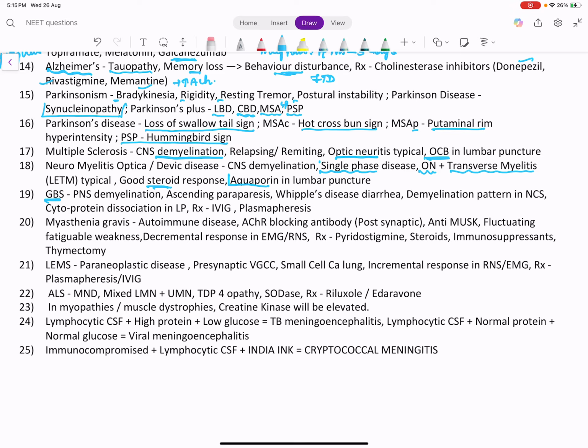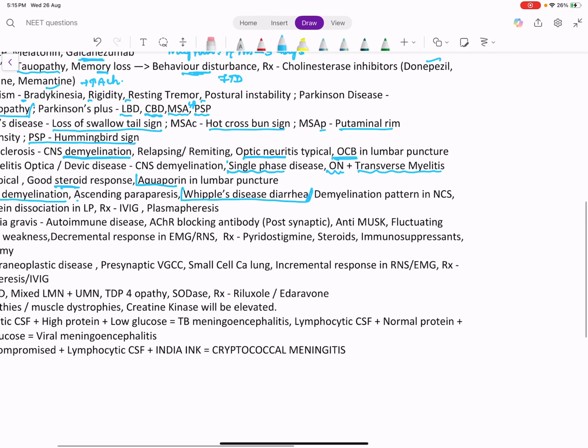Guillain-Barré syndrome is a peripheral nervous system demyelination. Here the classical clinical picture is ascending paraparesis, usually follows a diarrheal disease, especially caused due to Campylobacter jejuni. In nerve conduction study, we get demyelination pattern. What is demyelination? Myelin is needed for fast conduction in neurons. So when demyelination is there, conduction velocity gets slowed.